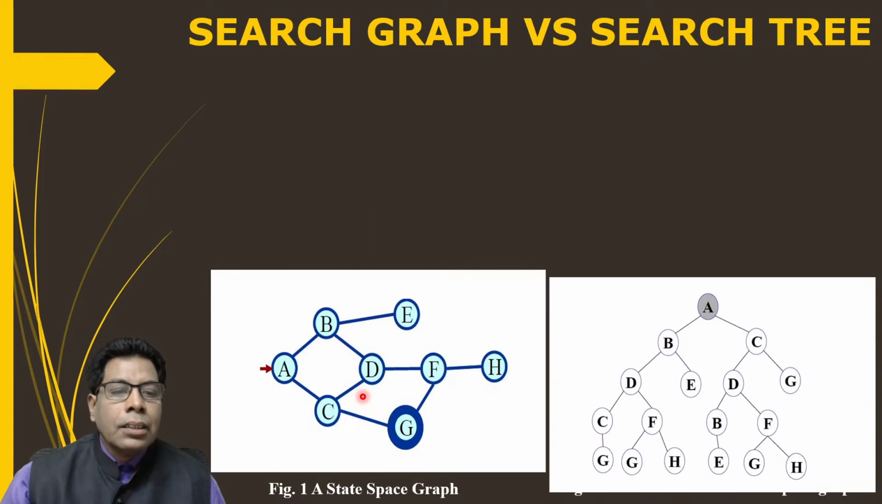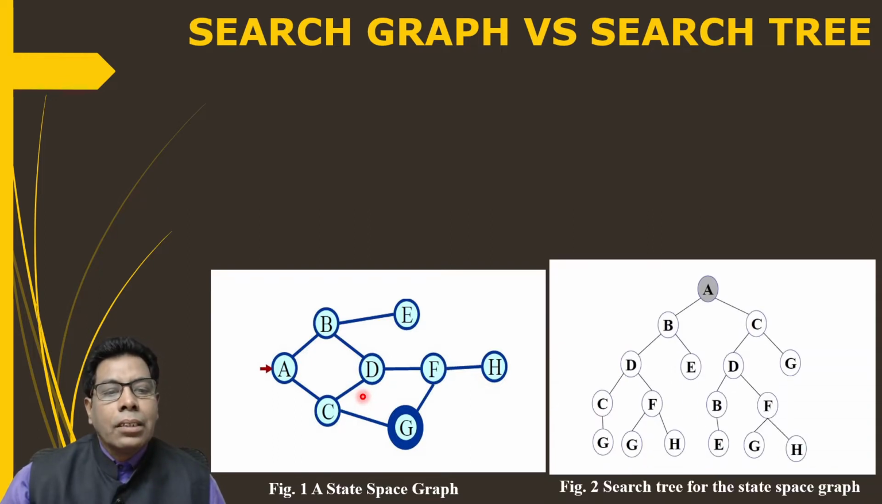Then in the second diagram, we are showing the search tree for the state space graph. So how do we get this? We start with the root node. Here in this case, A is the root node, and then we go ahead with the two nodes B and C. Then B has further connections to D and E. So here we'll show the connection to D and E.